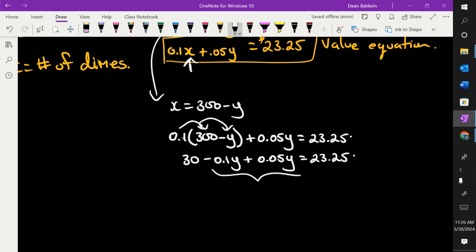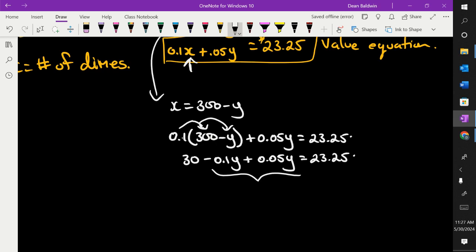These two are like terms. Negative 0.1 plus 0.05. What is that? I'm not going to do it. You guys have to do it. 0.15. I added them together. Oh, it's negative. It's negative.